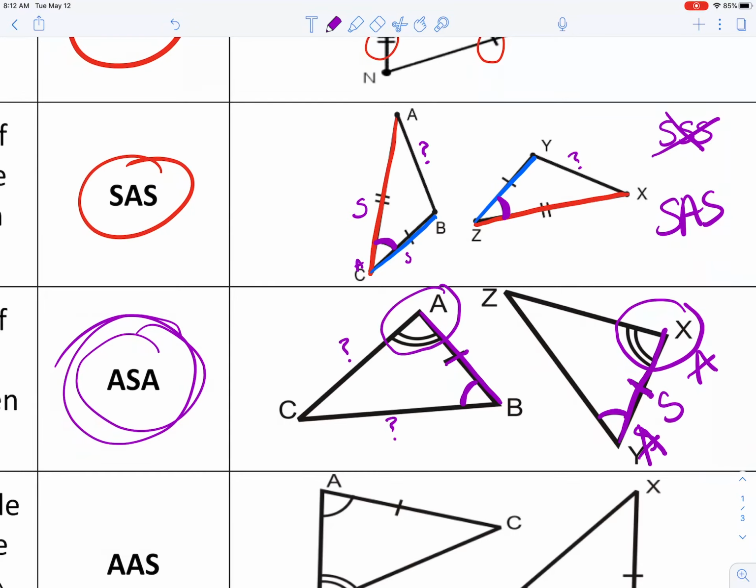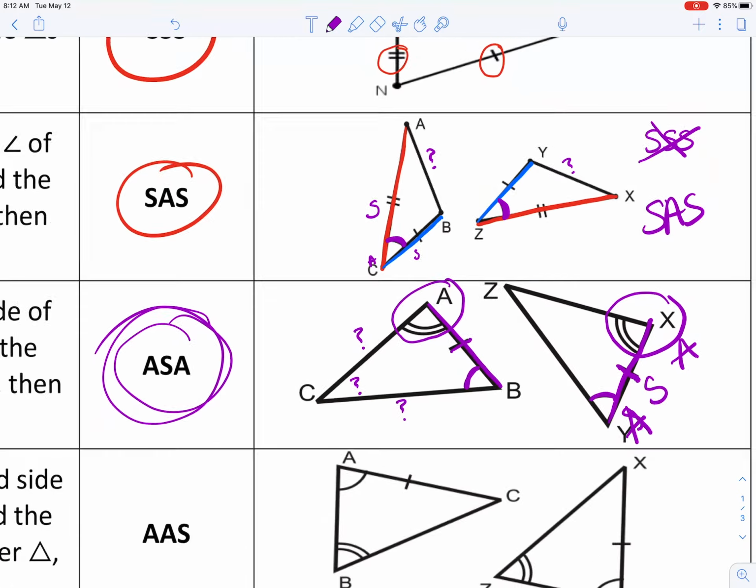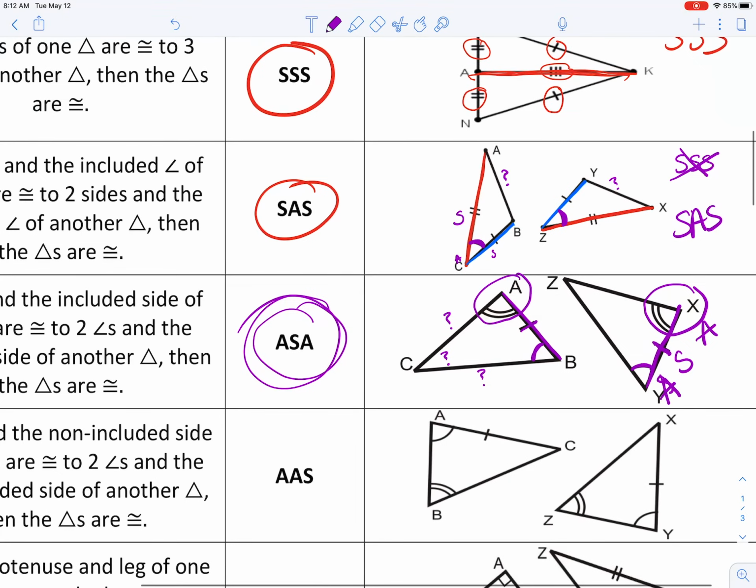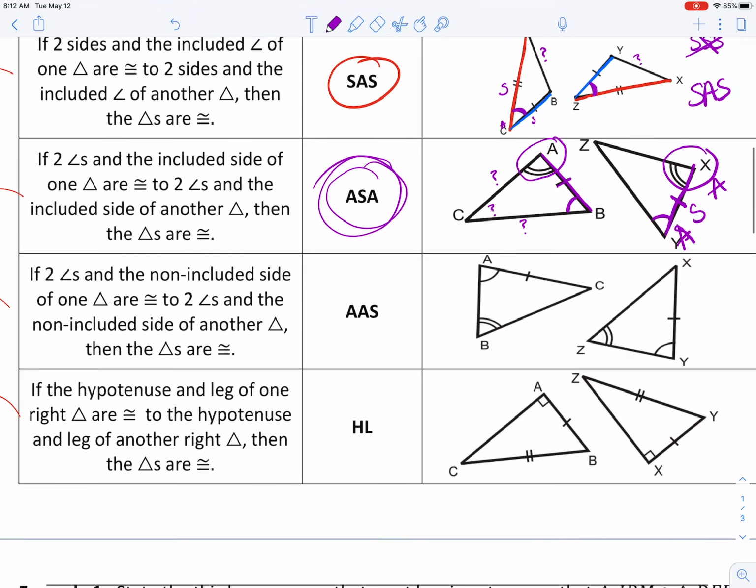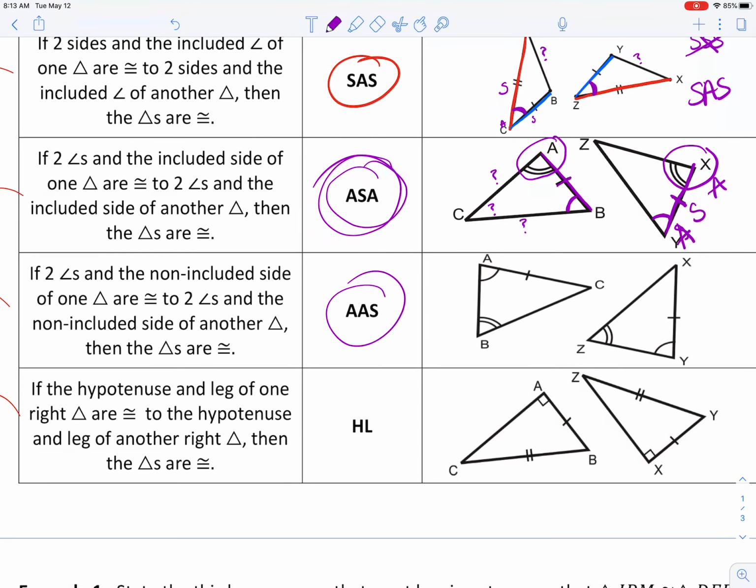I want to point out that while we're proving this, we don't know anything about these two sides, and we don't know anything about that angle. If it's not marked, we can't guess.